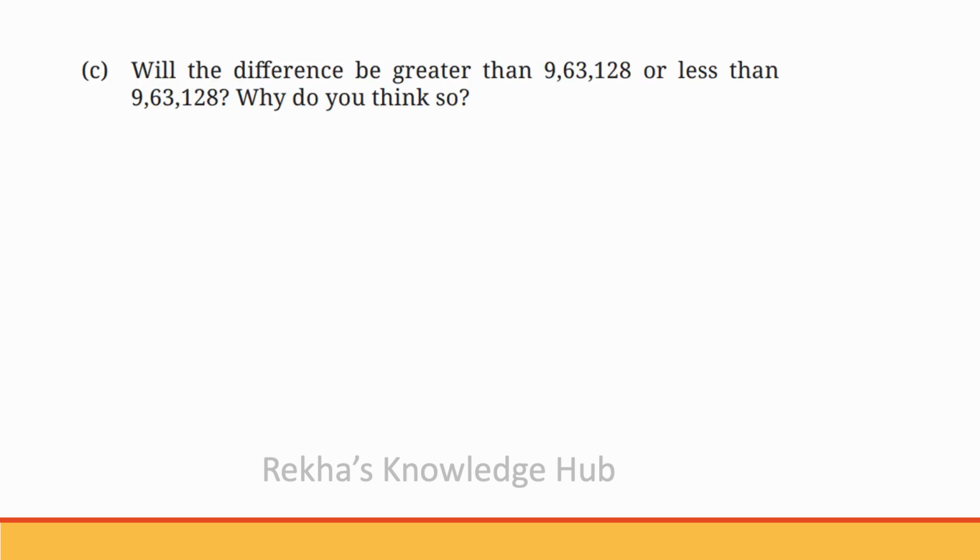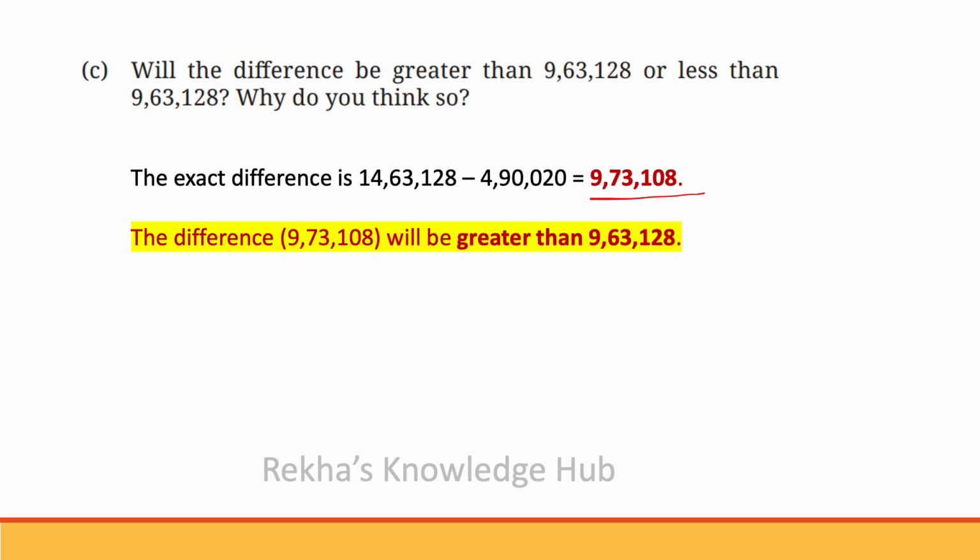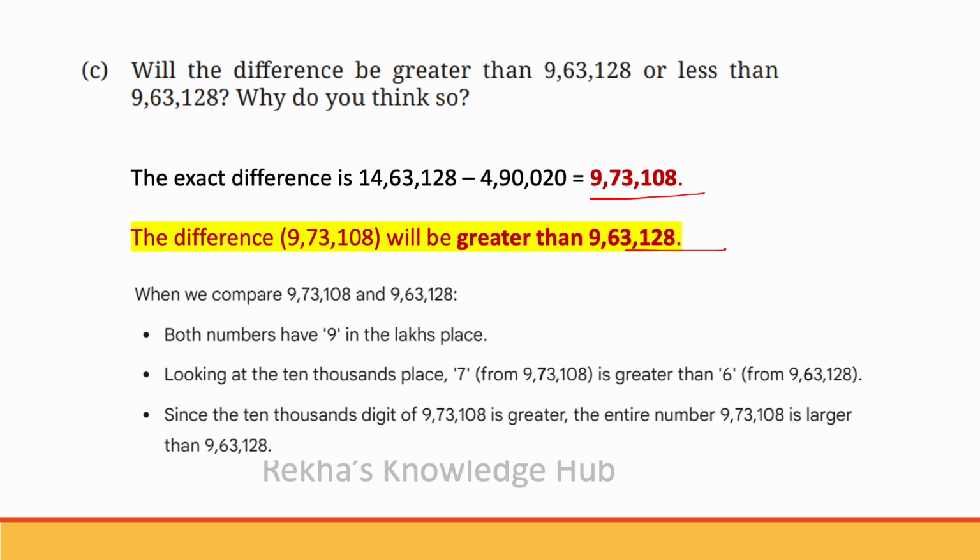Will the difference be greater than 9,63,128 or less than 9,63,128? Why do you think so? See, the exact difference is 9,73,108. This difference will be greater than 9,63,128. See, when we compare 9,73,108 and 9,63,128, both numbers have 9 in the lakhs place.